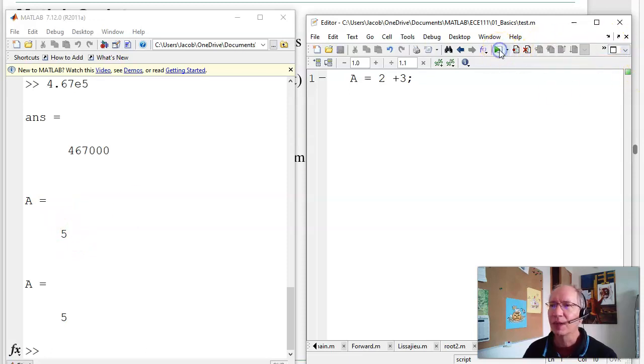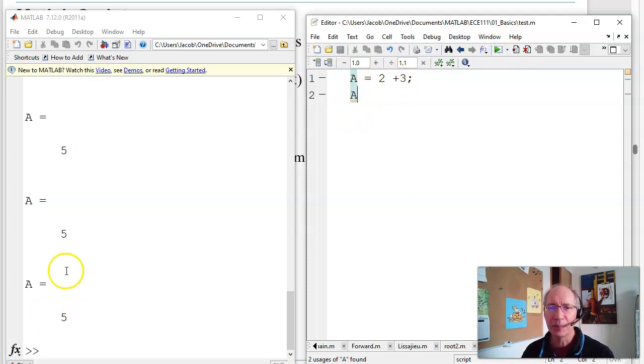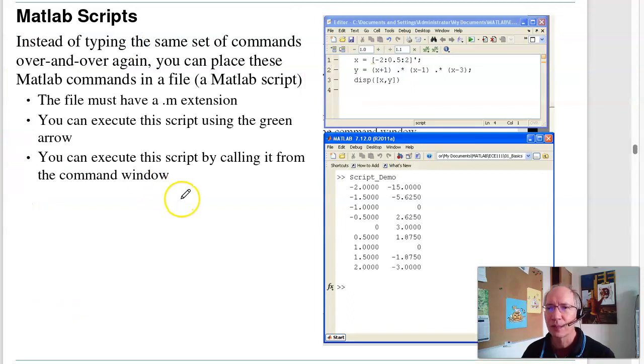If I run it this time, it ran the code, but nothing happened. Well, actually that's because I told it don't display anything. Now I calculate A, and it tells me, yep, there's the answer, 5. What scripts are nice for is it makes it easy to write your code and debug it. So rather than having to type stuff over here over and over again, put it in a script.